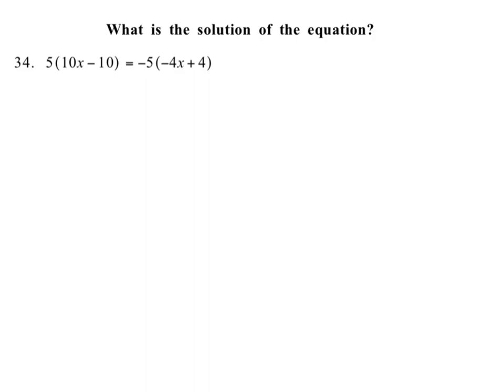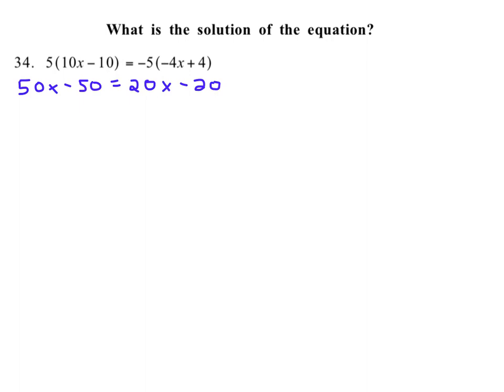Okay, nothing too complex about this. We just got to do the distributing and solve this out. So we say 5 times 10x is 50x. 5 times negative 10 is minus 50. Equals negative 5 times negative 4x, 20x. And negative 5 times positive 4 is negative 20.